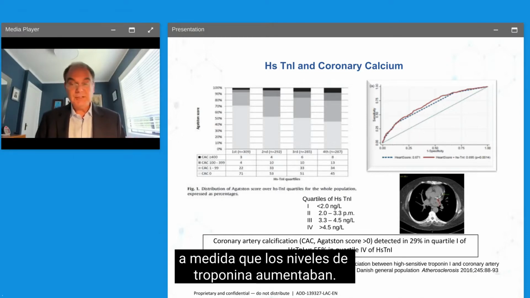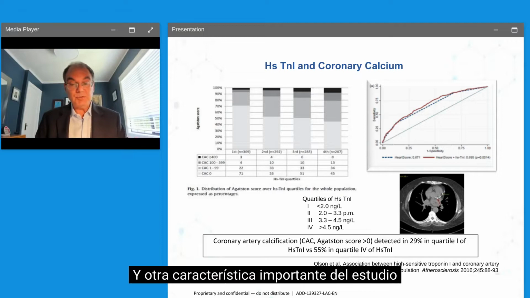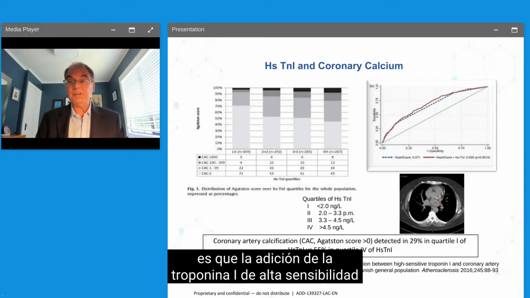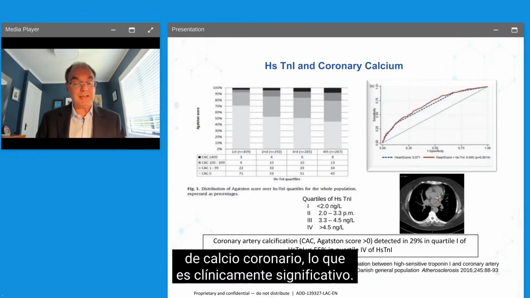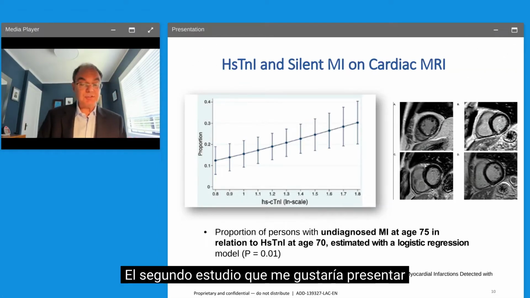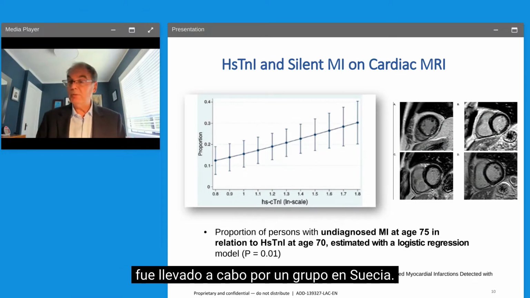The presence of severe calcium, with the darker lines here, also went up as levels of high sensitivity troponin increased. And another important feature of the study is that the addition of high sensitivity troponin I moved the ROC curve for the prediction of coronary calcium, which is clinically significant. The second study I'd like to present was carried out by a group in Sweden.